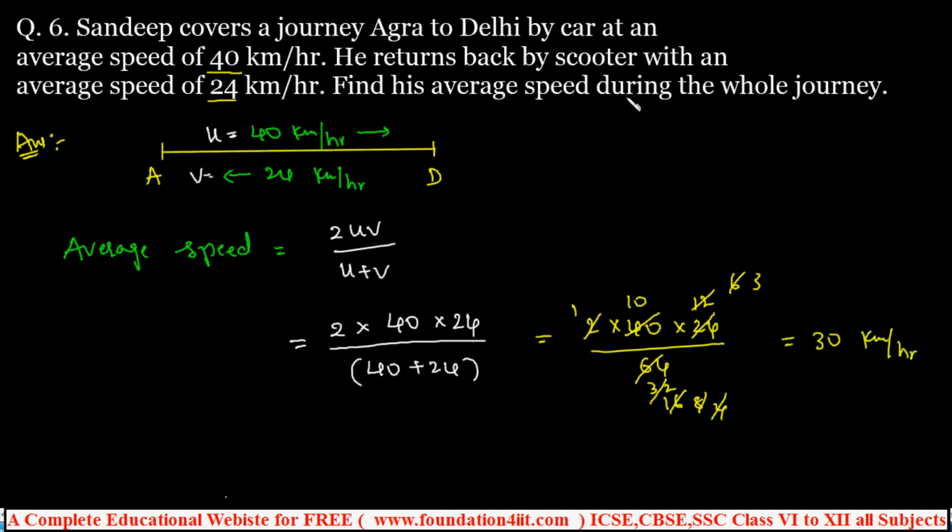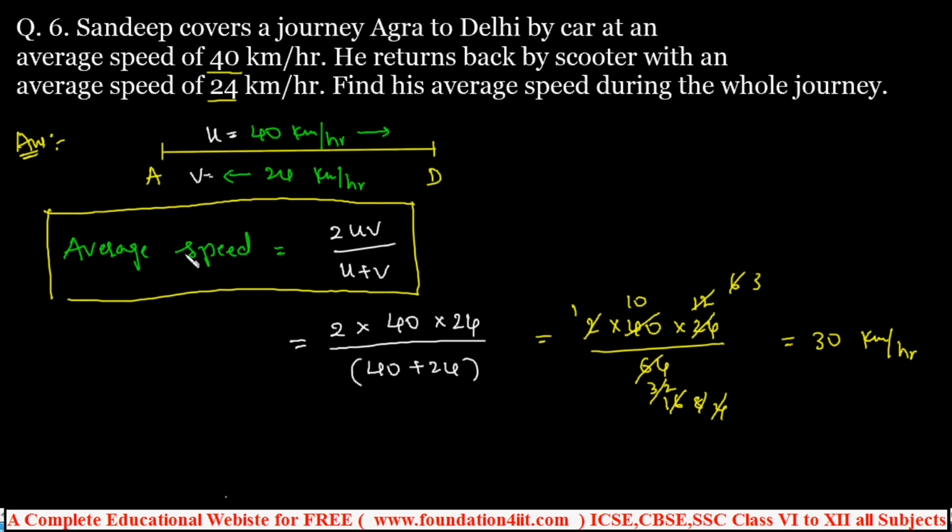That is his average speed during the whole journey. While going it is 40 kilometers per hour, while returning it is 24, so 30 kilometers per hour is the average. Don't take 40 plus 24 divided by 2, that is a mistake. You should apply 2uv by u plus v, or 2xy by x plus y, for up and down, to and fro journeys. The speeds can be taken like this only when the distance is the same.